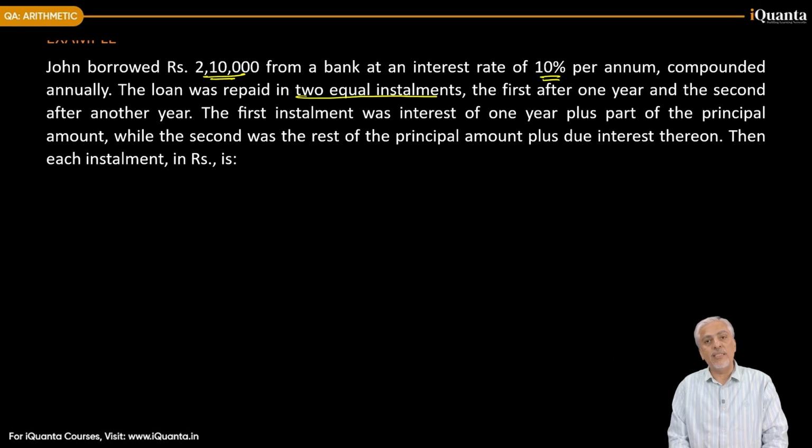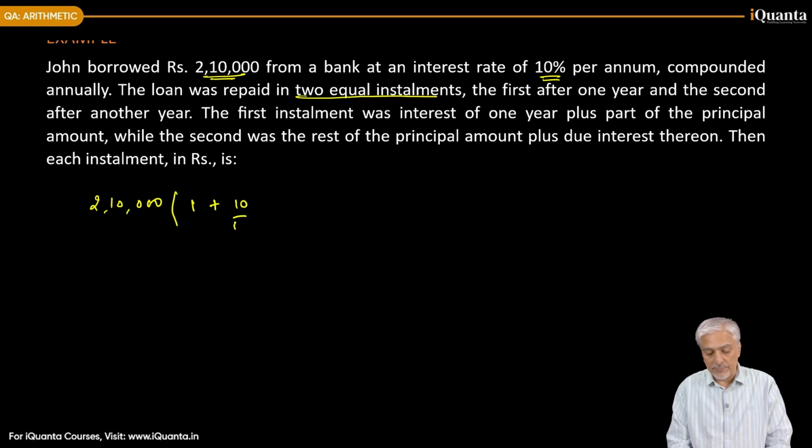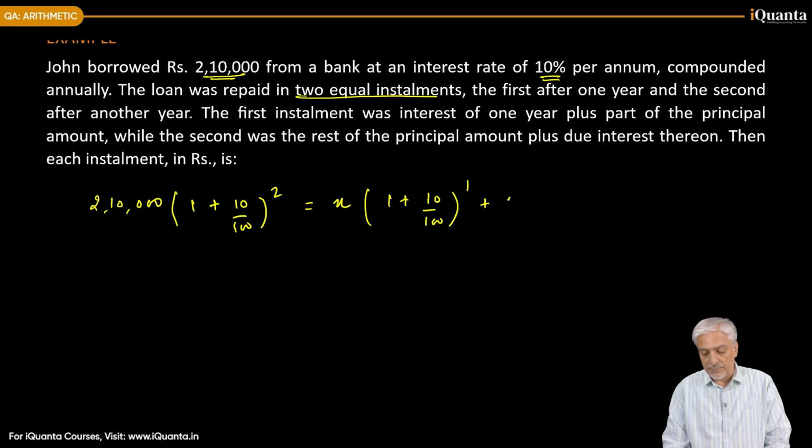Then each installment is how much? Let's see whether we can do the exact approach which we did before, 2,10,000. And I will show you one more approach for this particular question also. It is only 2 years. So the left hand side will be 1 plus 10 upon 100 raised to 2. Let's say the first installment is x. So x into 1 plus 10 upon 100 raised to 1 plus x only, right?